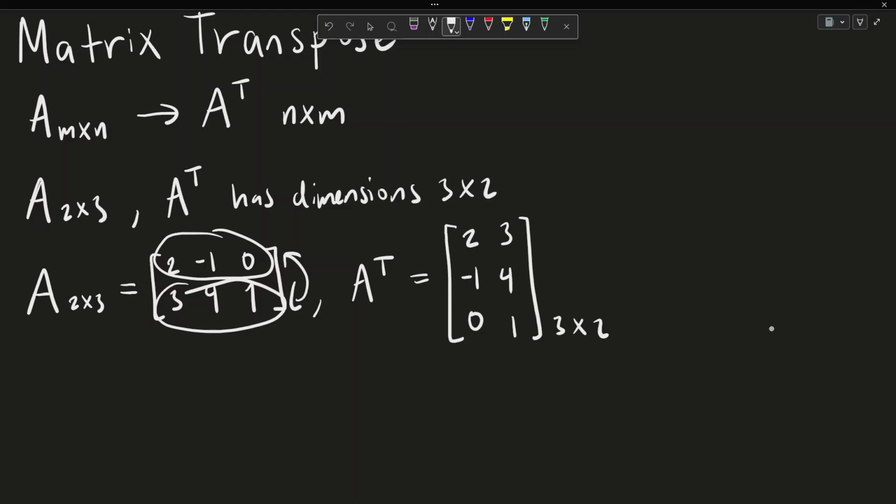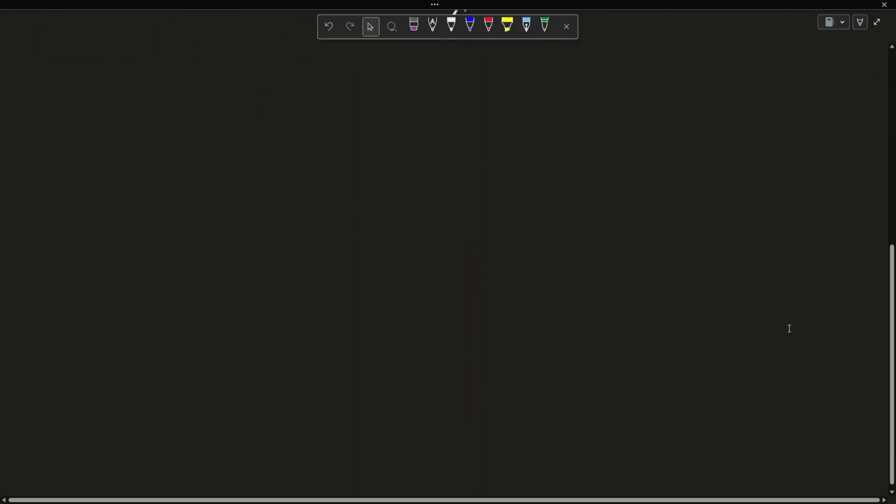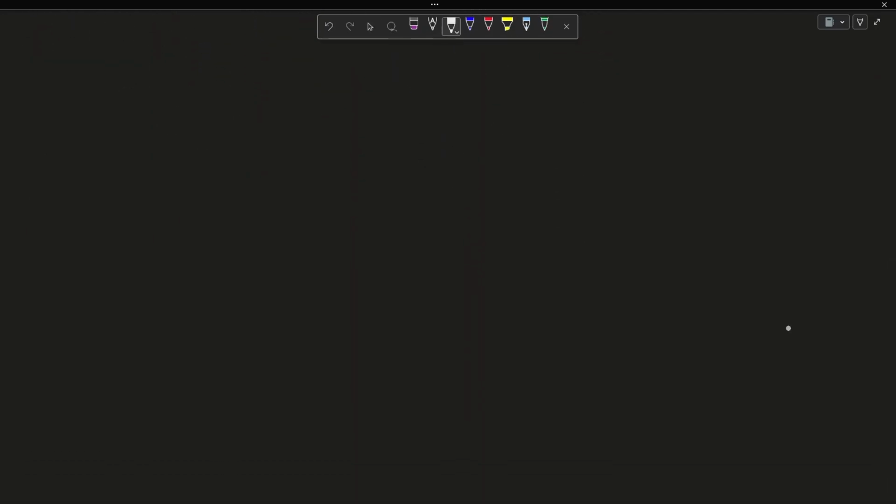So you'll notice that the first row now becomes the first column. The second row becomes the second column. So let's introduce some simple properties of transposition.